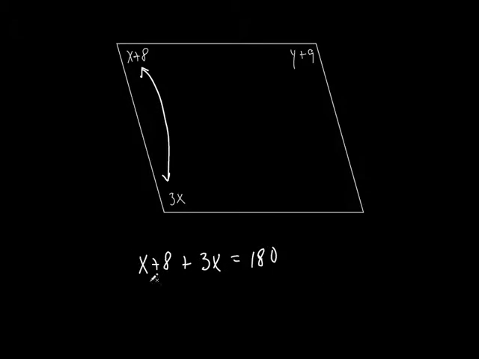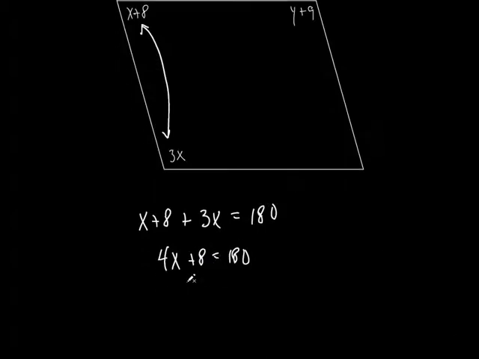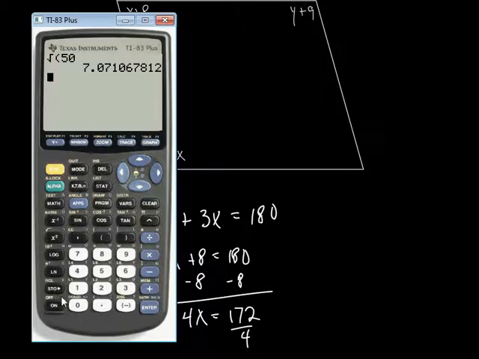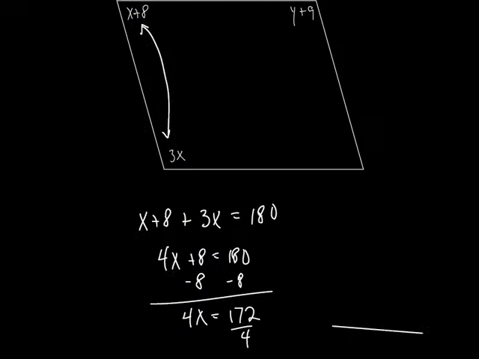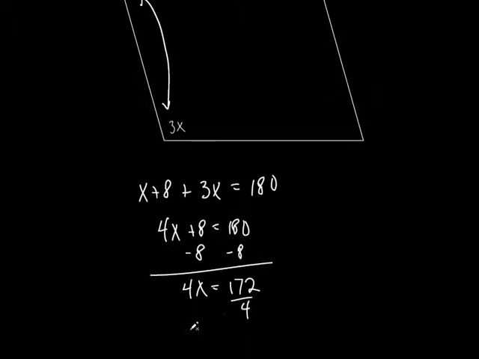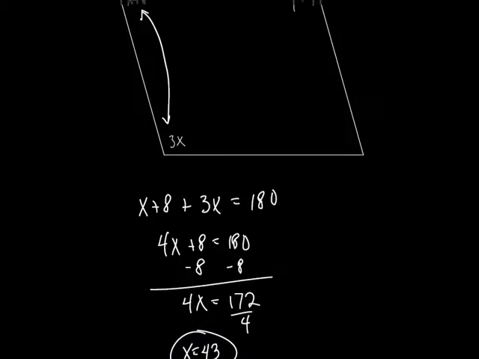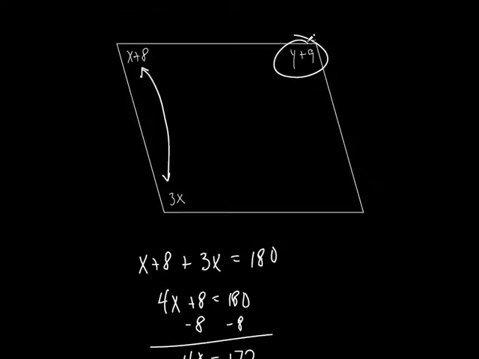x plus 3x is 4x plus 8 equals 180. And then we just go through the math and we solve for x, don't we? So we subtract 8 from both sides. That's 4x equals 172. Divide by 4. Let's do that right here. So it's 172 divided by 4, and that's 43. There you go. So x is 43. Now, how does that help us find y? Right there.